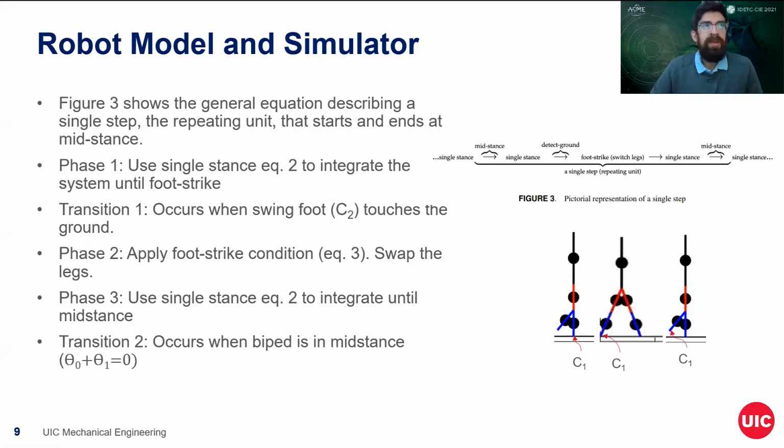Now the simulator consists of these 3 phases and 2 transitions. So we start the simulator in the single stance. We use single stance equations to integrate the system until foot strike. And then we move on to transition 1, which occurs when the swing foot C2 touches the ground. Phase 2 begins. We apply the foot strike condition, which was equation 3. We swap the legs. We move on to phase 3, where we use the single stance equations again to integrate until we're back in mid stance. And then transition occurs when the biped is in mid stance, and then the cycle repeats itself.